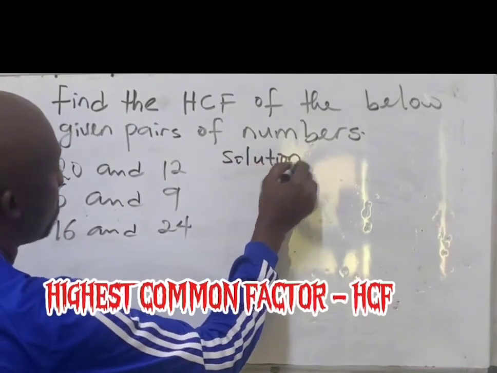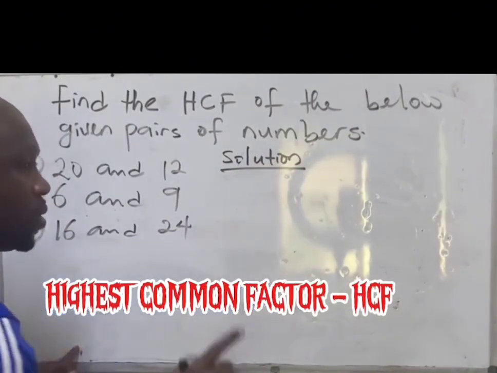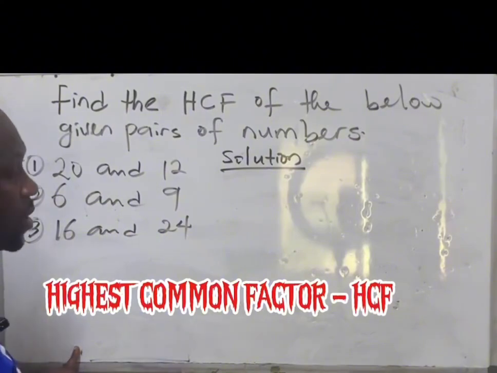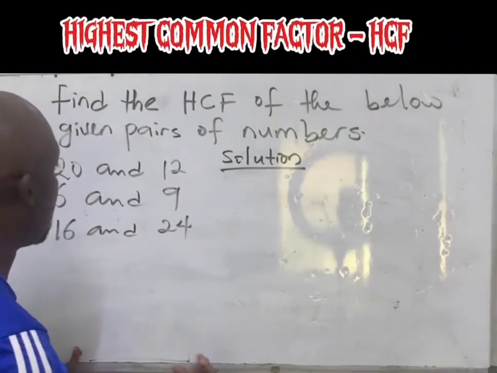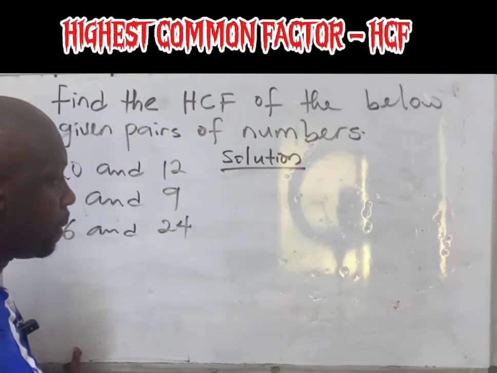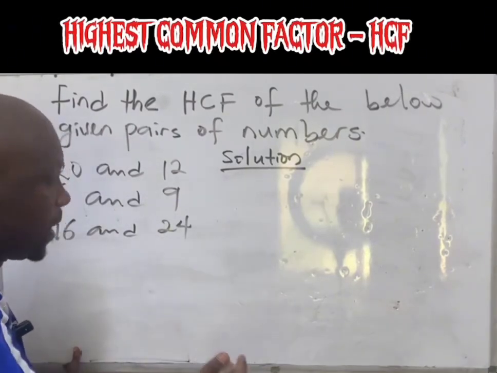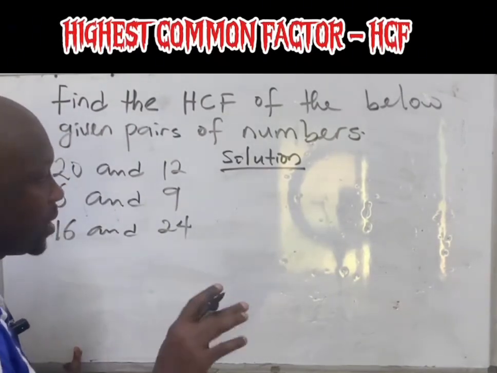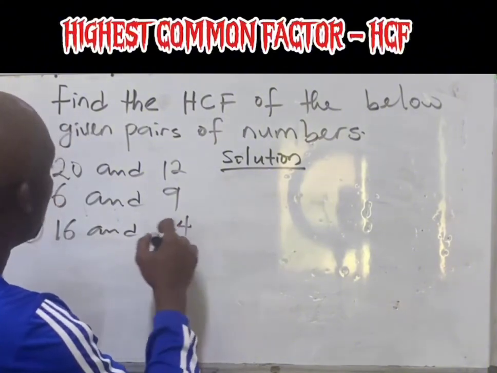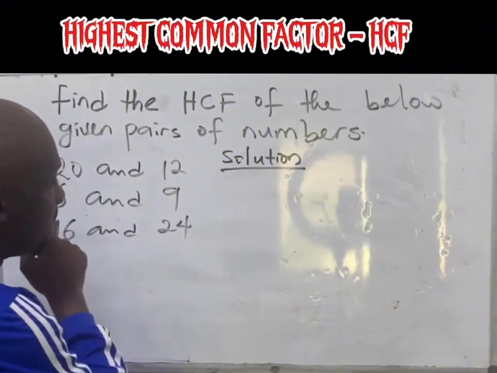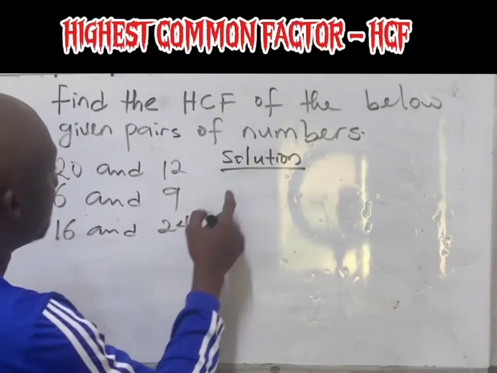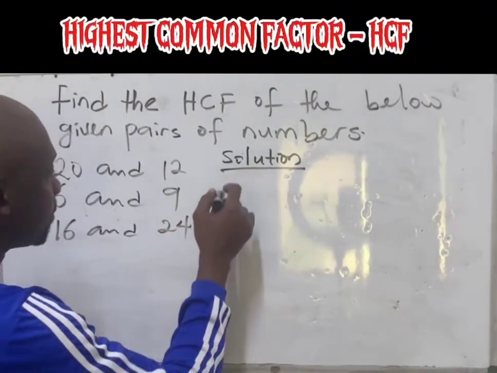Solution. 20 and 12. What we'll simply do is look for the factors of 20 first. Now, what does it mean to look for the factor of a number? The numbers between 1 and 20 that can divide that number without a remainder. Now we'll start from 2.